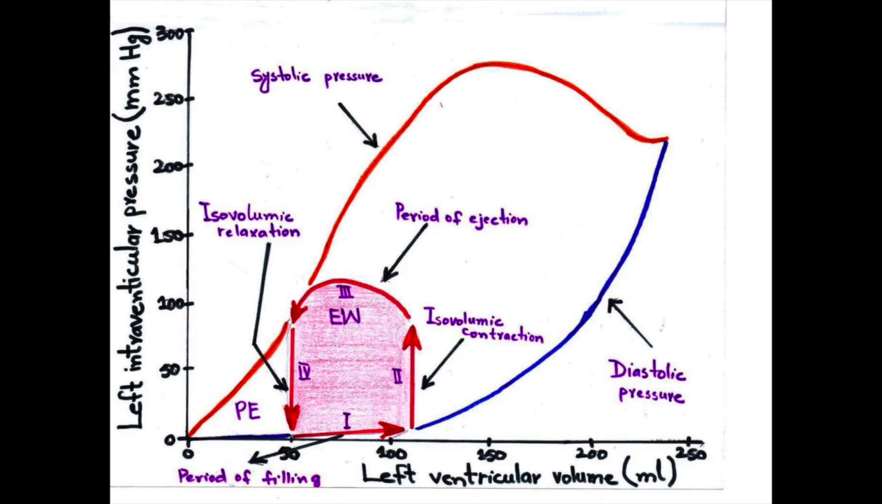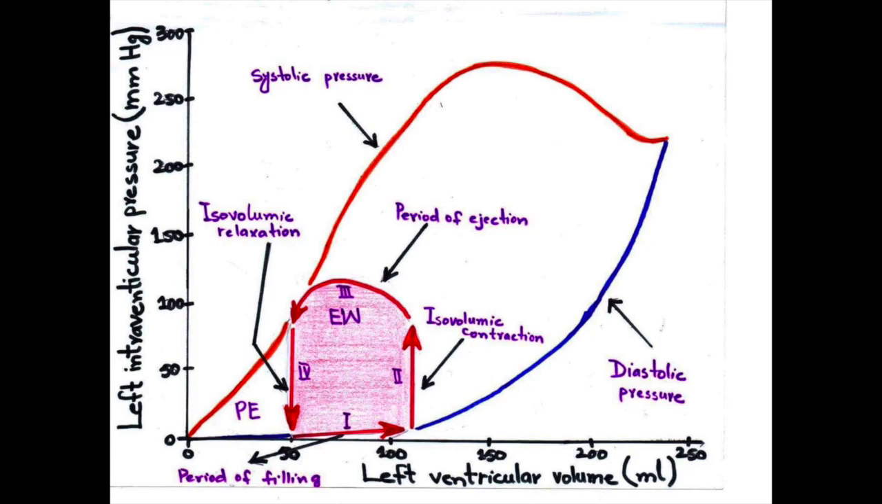Then the third period, ejection, starts at 80 millimeters of mercury. When the pressure in the left ventricle reaches 80 millimeters of mercury, the semilunar valve opens and the blood is pumped into the aorta. So it opens at 80 and the ventricle is still contracting. The blood pressure goes high to 120 millimeters of mercury. I will discuss the Windkessel phenomenon at the end of this presentation: when the valve is open at 80, why does the pressure continue going to 120 and then come back to 80.